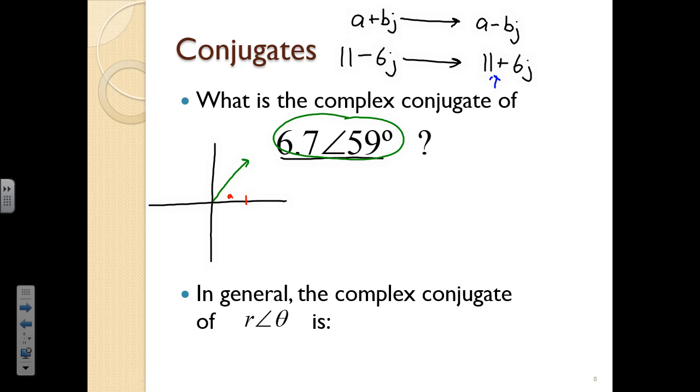But the imaginary part, the B value, is what gets reversed. So the complex conjugate should be A units to the right and in the opposite direction of B. So our conjugate will be down, and the imaginary component will be negative B. So we don't know what the conjugate is, but we do know it has to look like that.